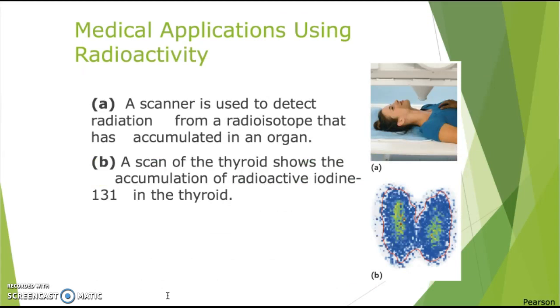Now, here are some examples of medical applications that use radioactivity. We've all heard of radioactive iodine that is used for thyroid scanning, for the scanning of your thyroid. This is a radioactive isotope that enhances the image, provides contrast, and helps in medical diagnosis.